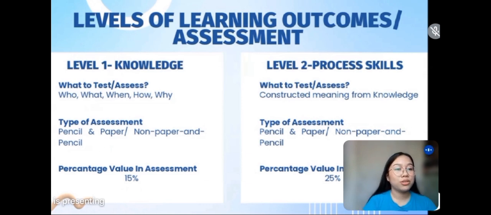So what the students learned with that specific problem. Who are the people in that specific topic, what, when, how, and why. So that is the first level of learning outcome assessment. We have the knowledge. Next, we have level 2, the process skills.